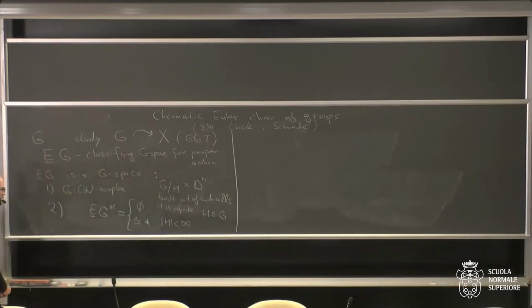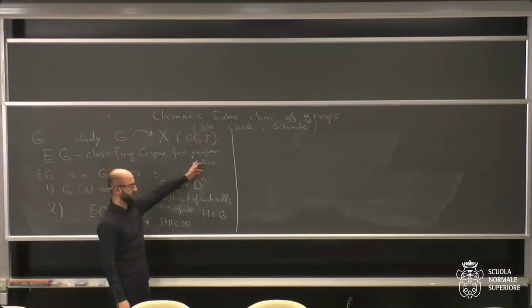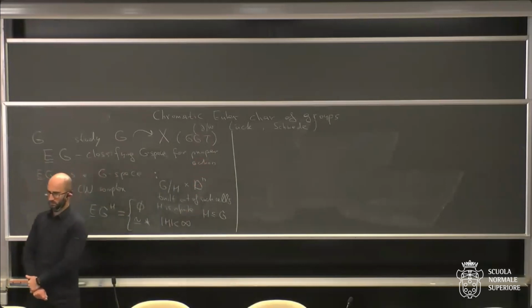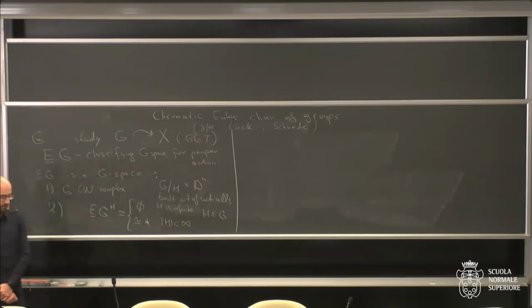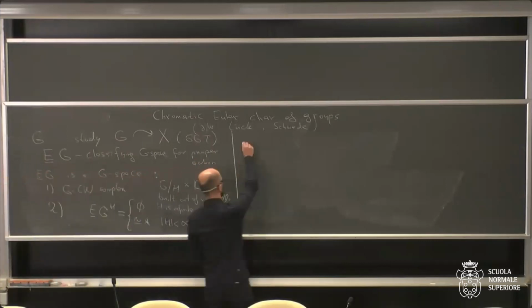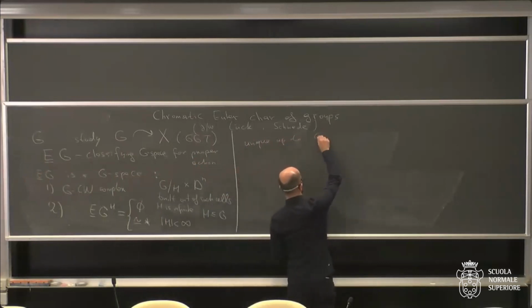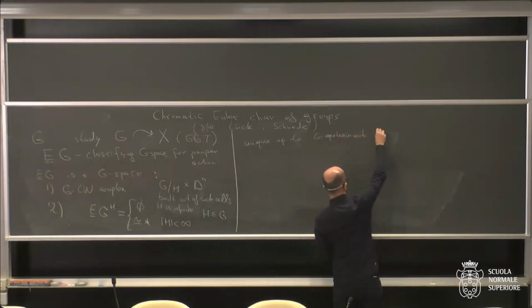Hence the name proper actions, because proper actions have finite stabilizers, and as you see, this space has only finite stabilizers. In fact, for any G space with a proper action, there is up to homotopy a unique map into this thing. So it's actually a terminal proper G-CW complex. So this thing is unique up to G equivariant homotopy equivalence.